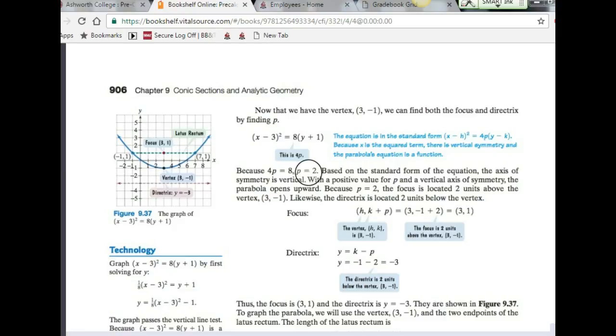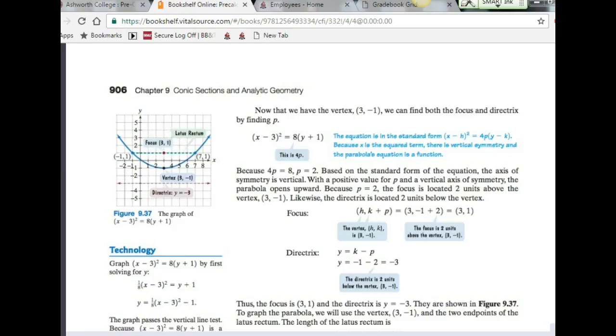Since I know this is an up and down parabola, I'm going to go to my vertex and go up 2 spaces, and there I will put a point, and that would be my focus. If I go 2 up from there, it's going to end up being 3, positive 1. So that's how you find your focus.